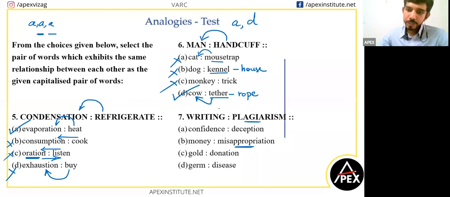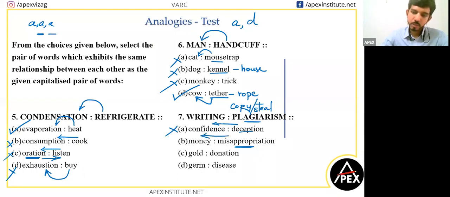So writing and plagiarism. What is plagiarism? For those who have completed some college projects or some research, plagiarism is copying from someone else's work. So plagiarism is actually to copy or steal someone else's writing. Deception is not to steal confidence. No, this is unrelated. Misappropriation is to steal someone else's money.